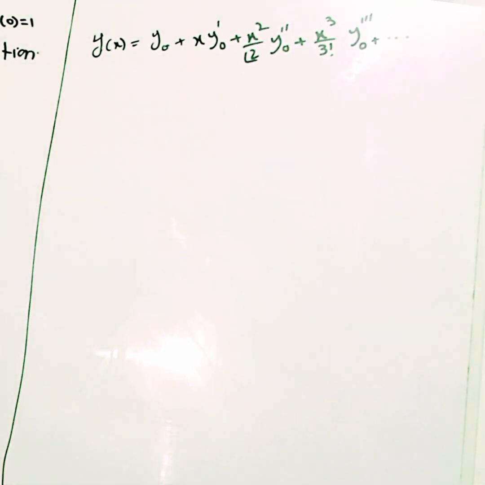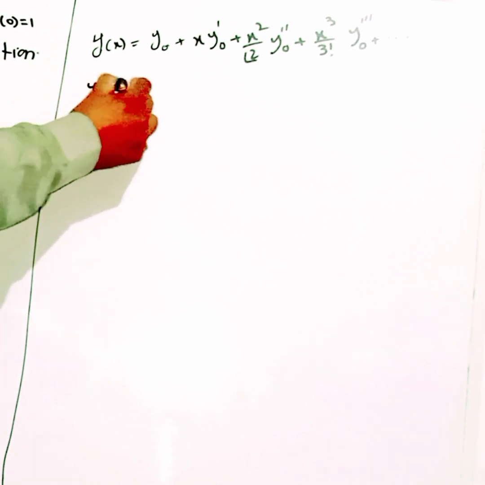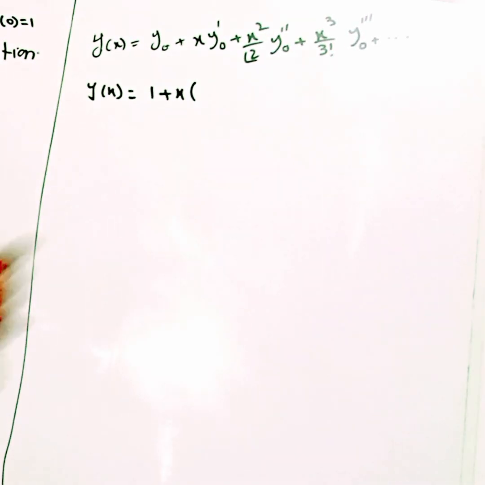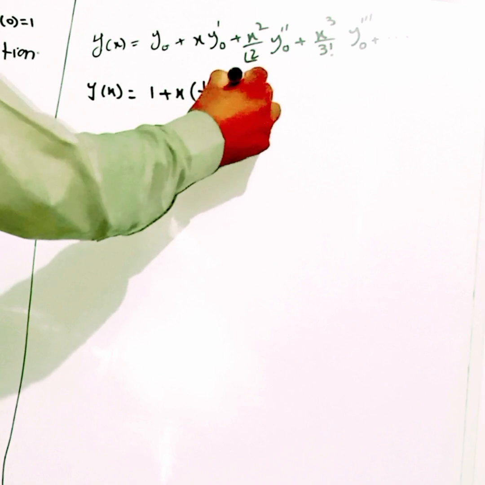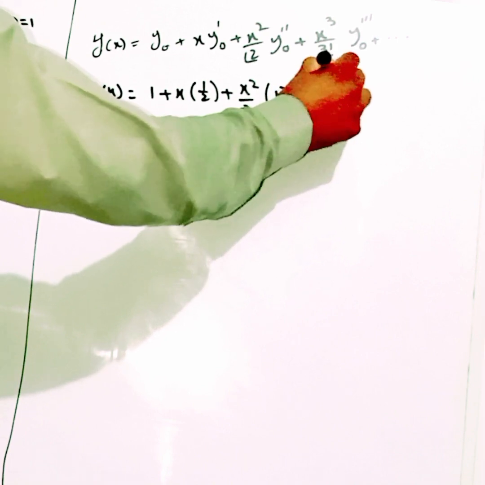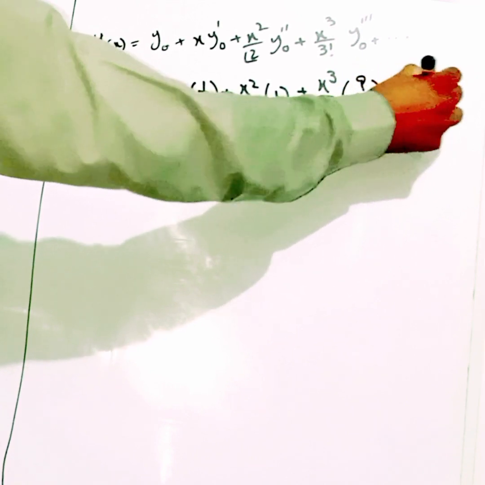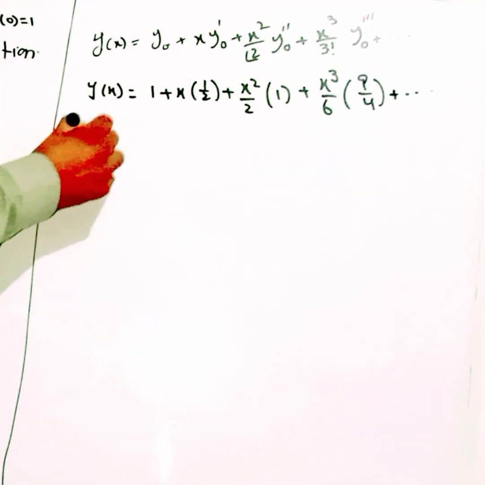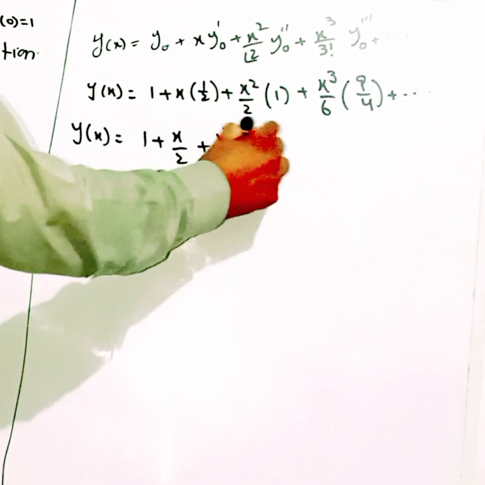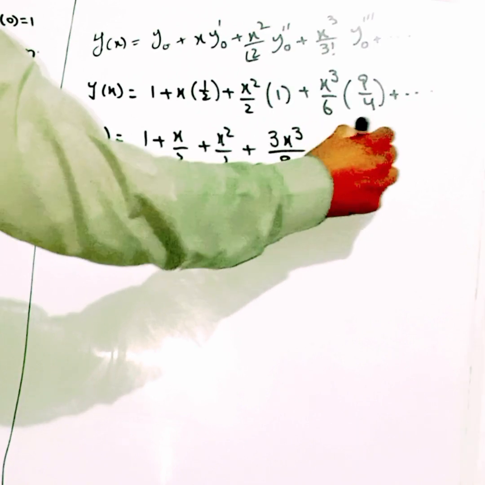Putting the values of y naught, y prime naught, we know that y naught is equal to 1. So y of x is equal to 1 plus x, y prime naught is equal to 1 by 2, 1 by 2 plus x square over 2, y double prime naught is equal to 1, plus x raised to power 3 over 6, and y triple prime naught is equal to 9 by 4, plus so on. So we have y of x is equal to 1 plus x by 2 plus x square by 2 plus 3x cube over 8 plus so on.